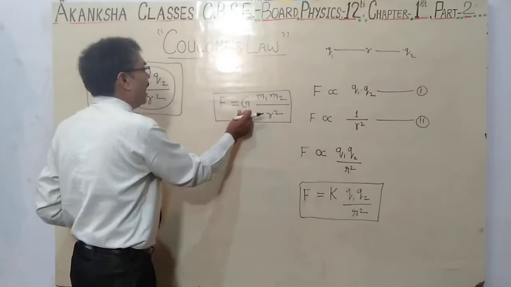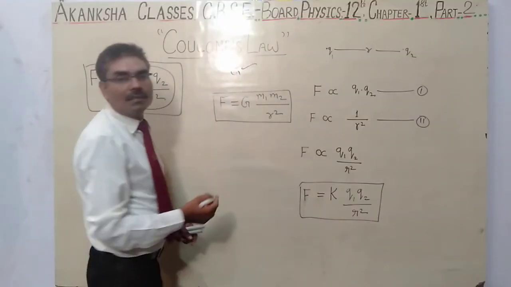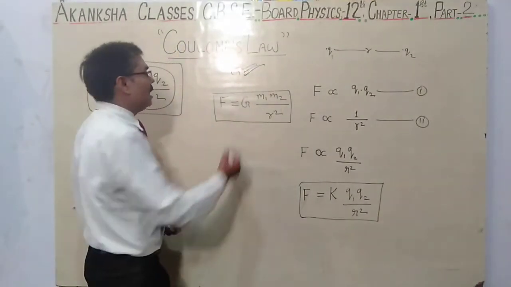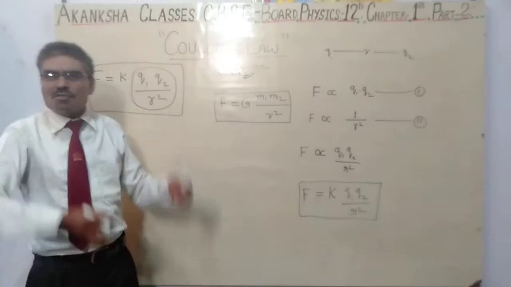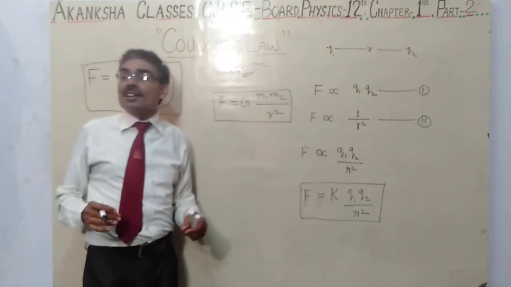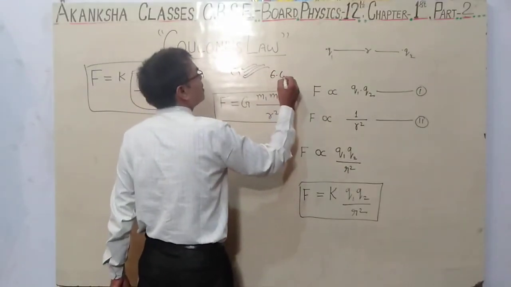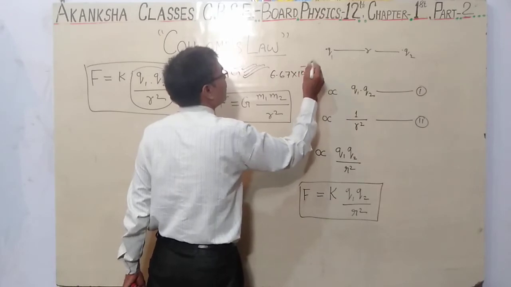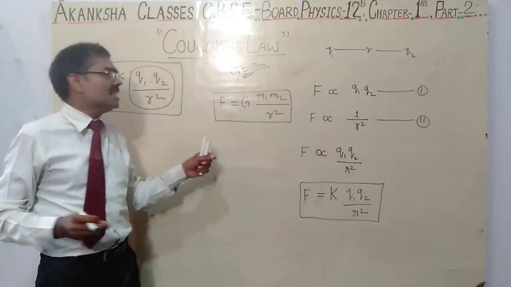You make the activity anywhere: in vacuum, same value; in water, same value; in air, same value; in metal, same value. This means there is no effect of the medium over G. Hence G is called the universal gravitational constant, having value 6.67 into 10 power minus 11. Understand? This is a constant value that is never changed.